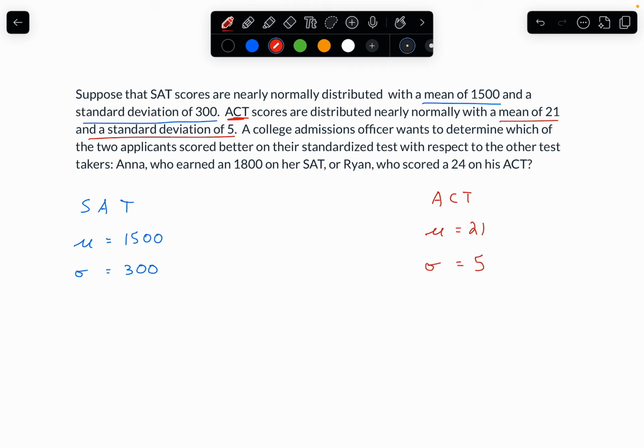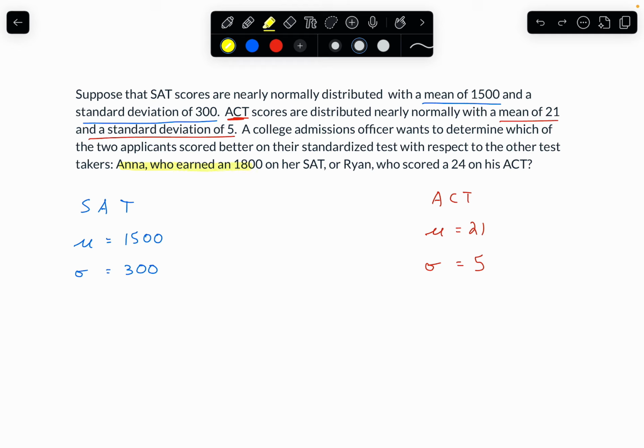So we have these different distributions. They both happen to be nearly normal, which is good. That means that it's easier to compare them. But we still need to do a little bit of work here because they have different means and different standard deviations, so it's difficult to compare data values that come from these distributions against each other. So we have a college admissions officer who wants to determine which of the two applicants scored better on their standardized tests with respect to the other test takers.